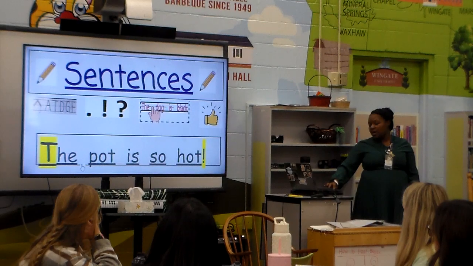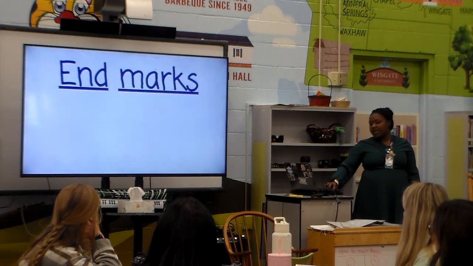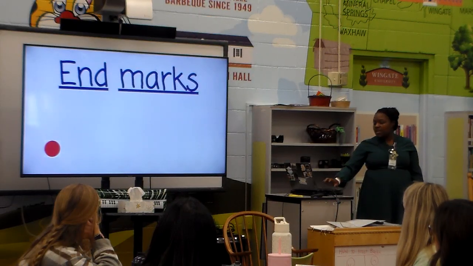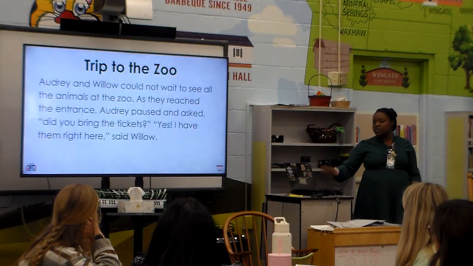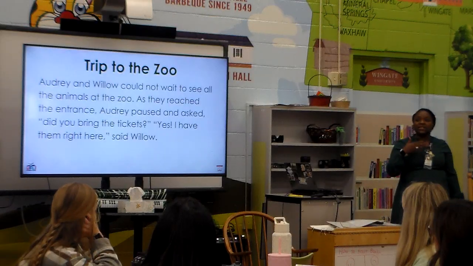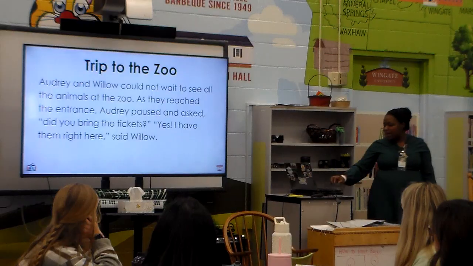And then we would go, the pot is so hot. And then we would go through, an end mark stops my sentence. So they would tell me what a period is for, telling, an exclamation mark, and then a question mark. We would go through all of those to get their brains ready to know what a sentence looks like, how my voice should sound, and where I should start and stop.